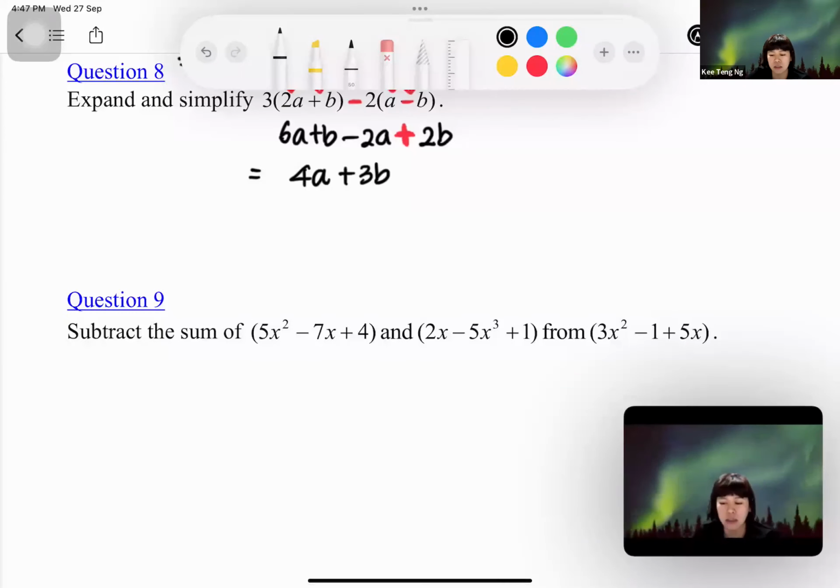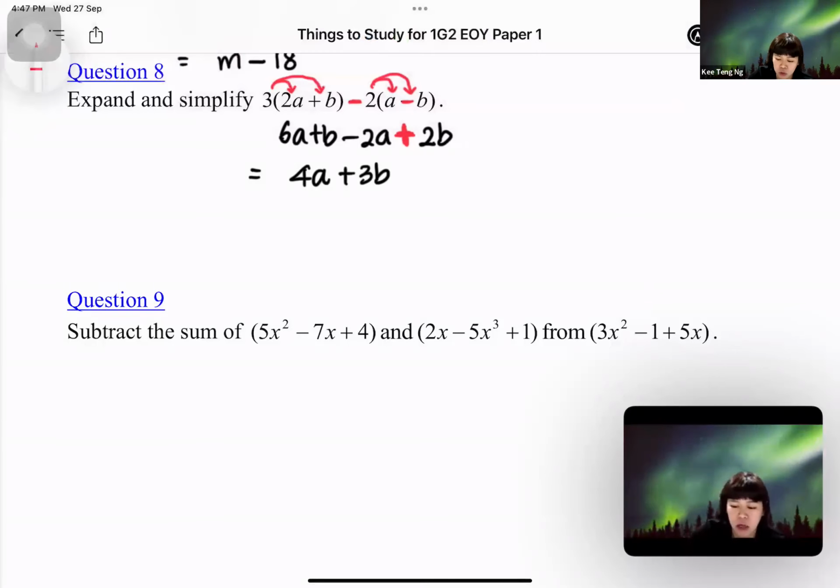This is one of the harder ones, the 3-star question already, right? Okay, we do slowly, right?